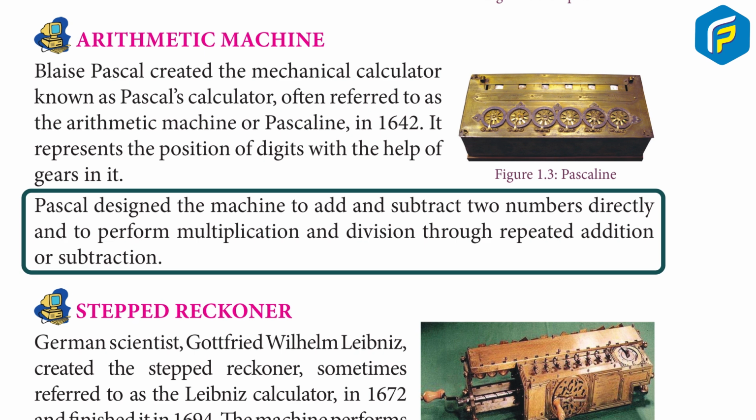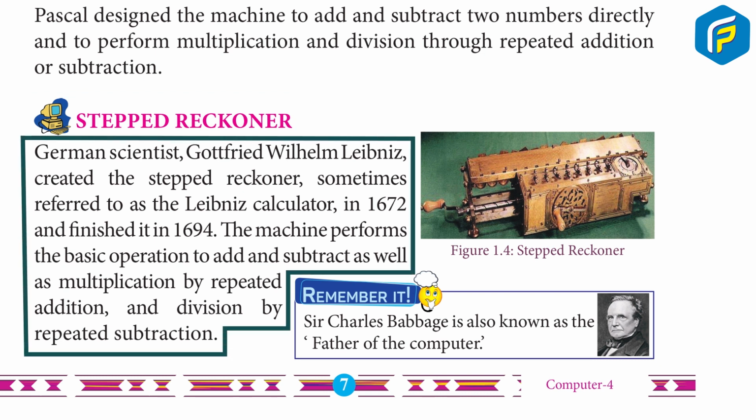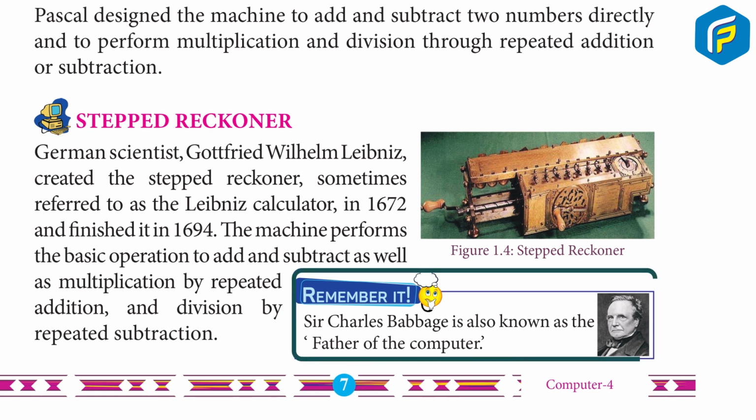Stepped reckoner. German scientist Gottfried Wilhelm Leibniz created the stepped reckoner, sometimes referred to as Leibniz calculator, in 1672 and finished it in 1694. The machine performs the basic operation to add and subtract as well as multiplication by repeated addition and division by repeated subtraction. Remember it! Sir Charles Babbage is also known as the father of the computer.